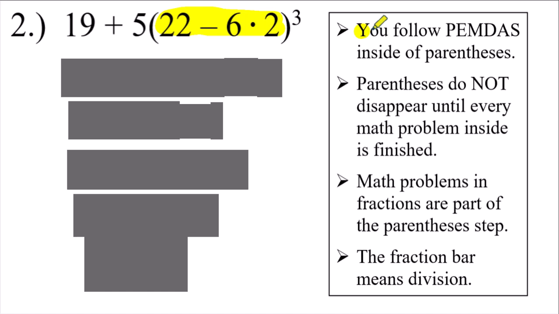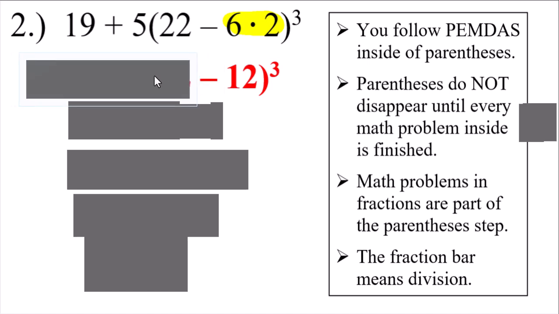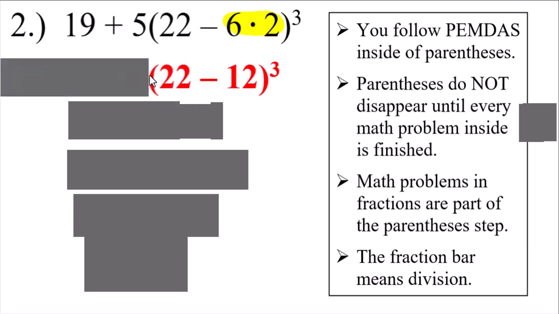Well, you're going to follow PEMDAS even inside of parentheses. So in these parentheses, you're like, what's first? Well, multiplication would get done before subtraction, according to PEMDAS, according to order of operations. So let's do that first. 6 times 2 is 12. Now, everything else gets brought down. The parenthesis and the exponent of 3 that was on the outside, the 22 and the minus, the parenthesis that was to the left of that, and then everything else.